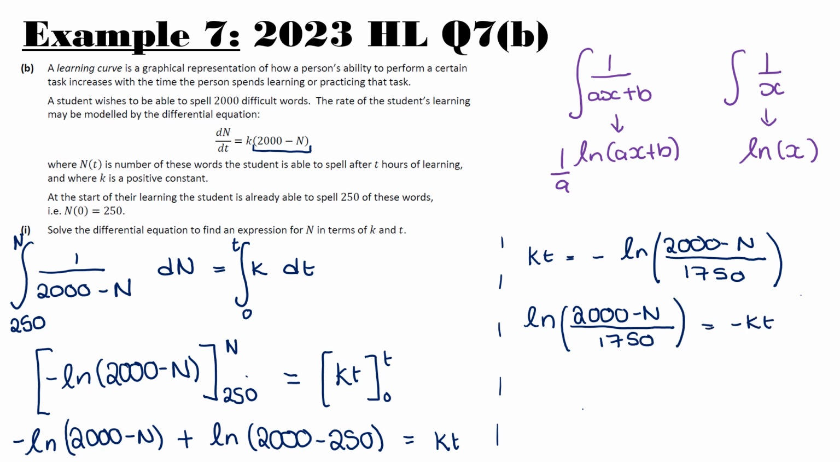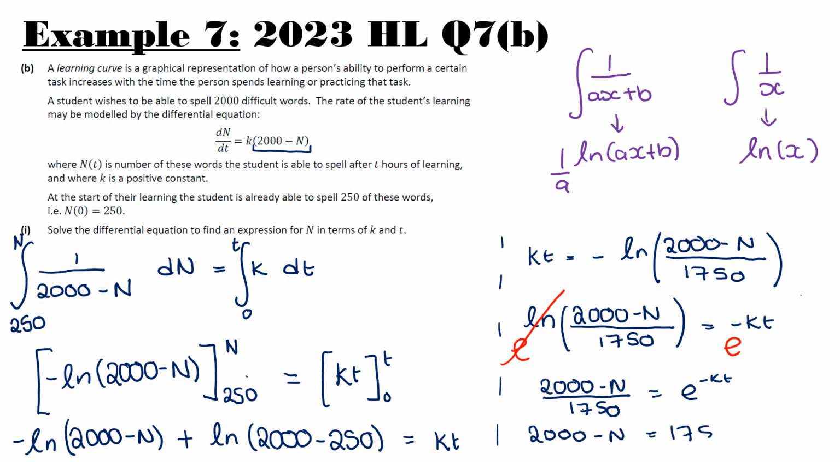We're going to take e to a power on both sides, which is going to leave us (2,000 minus n) over 1750 is equal to e to the minus kt. And that's 2,000 minus n is equal to 1750 e to the power minus kt. n is equal to 2,000, watch your signs here, minus 1750 e to the power minus kt.